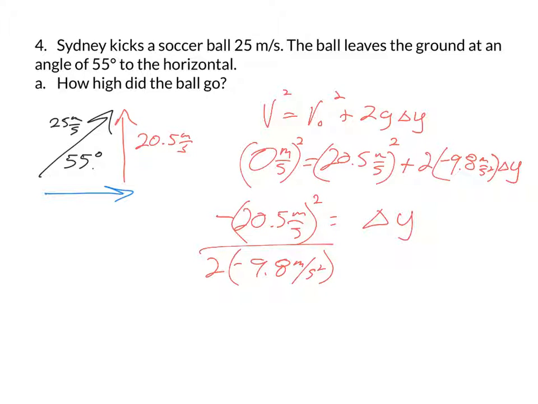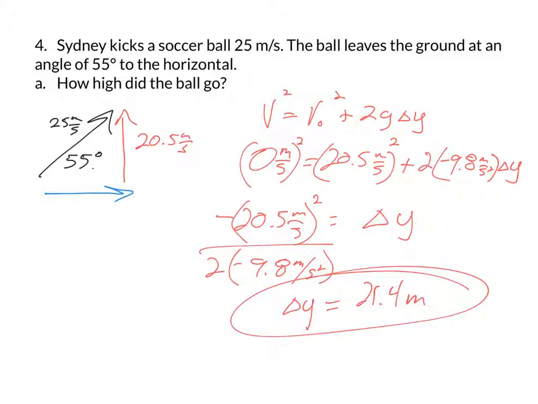All right, 20.5 squared divided by 2 times 9.8. I get a change of Y of 21.4 meters. That's how high. Woo-woo!